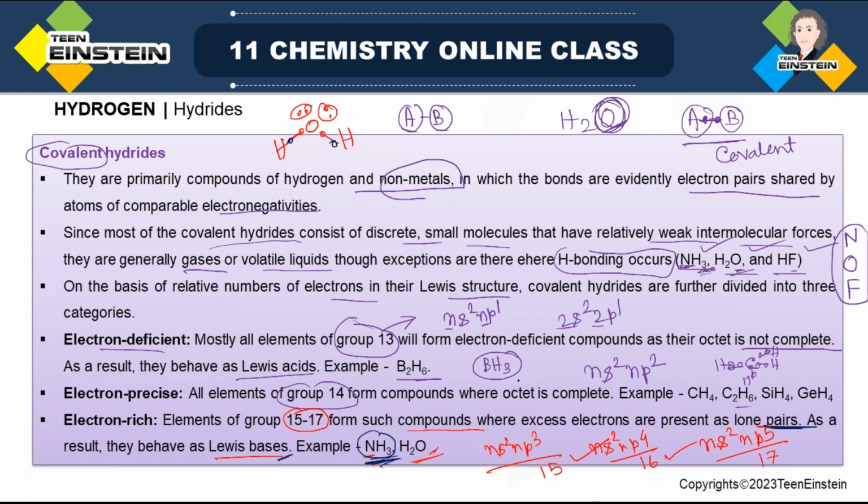If you have BH3, which is actually acting as a Lewis acid, and you combine BH3 and NH3, then NH3 can donate electrons towards boron and form a complex with it. So it is as if the reaction is between one Lewis acid and an electron-rich Lewis base, which is ammonia. So that is all about covalent hydrides.